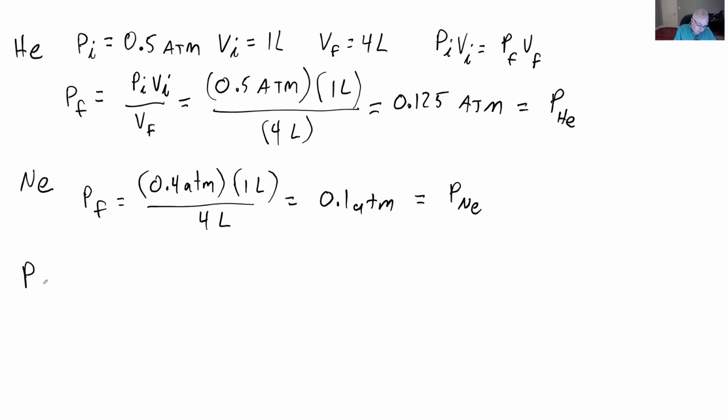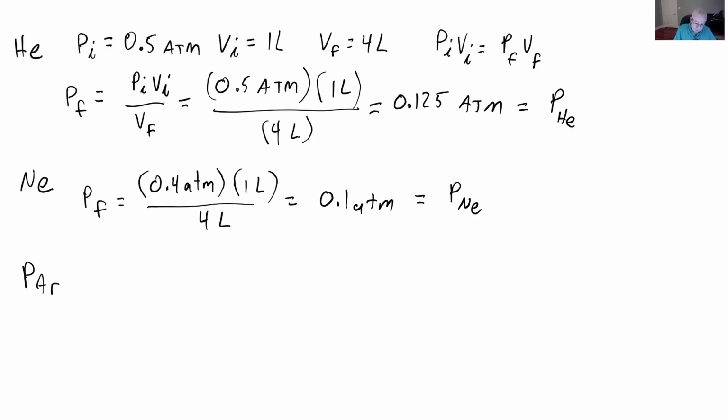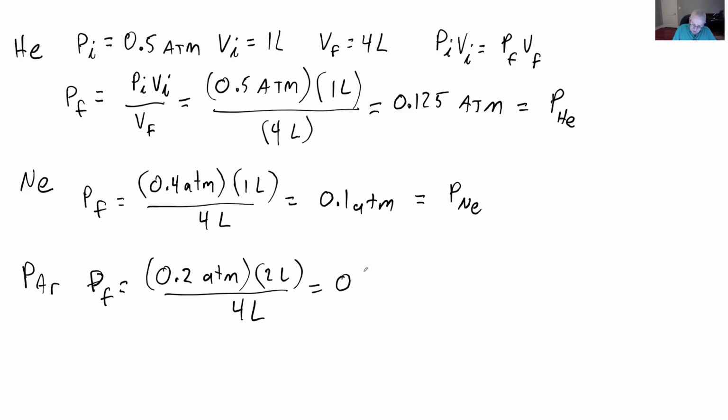And I had argon in the last one, and I think the argon started off being 0.2 atmospheres in 2 liters. So do the same calculation. 0.2 atmospheres in 2 liters goes to 4 liters. So now it's got 0.1 atmosphere for its pressure. So that's P argon.